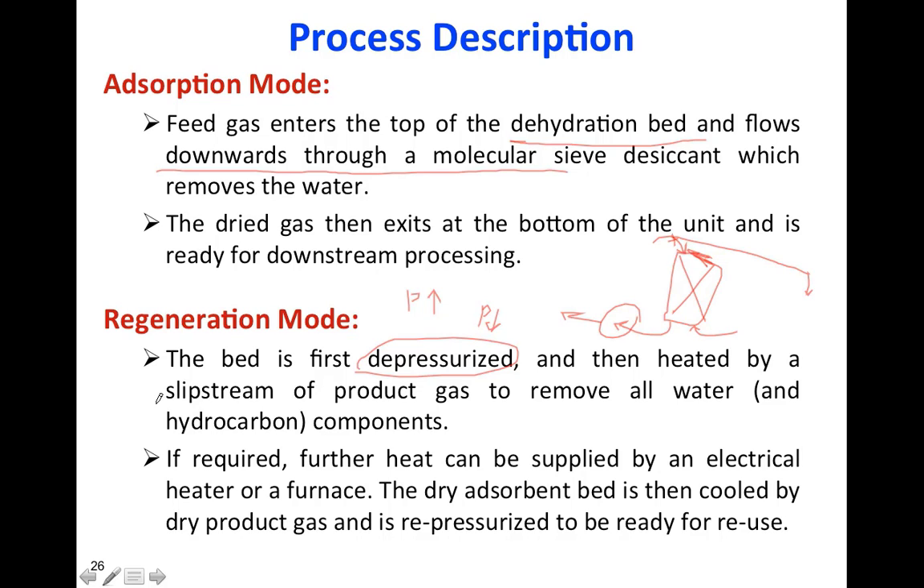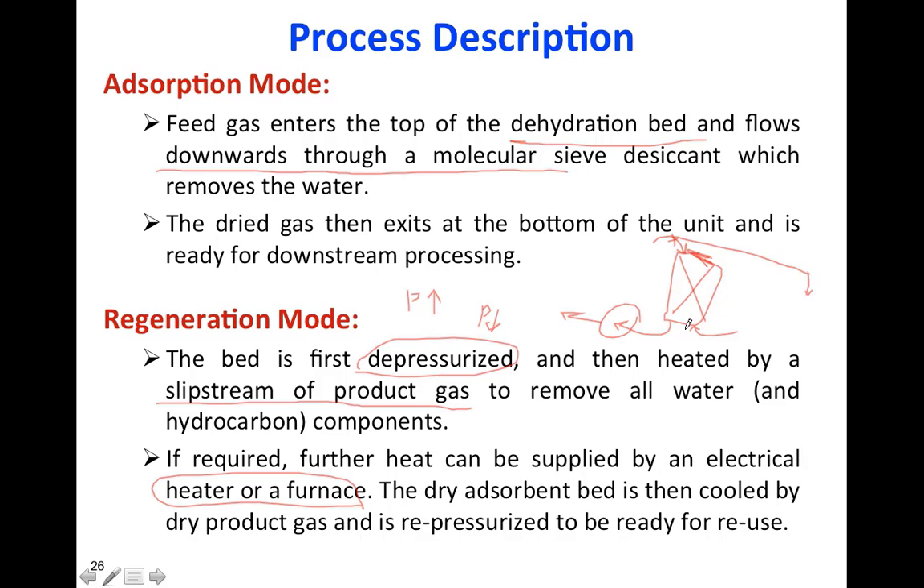So I will depressurize this bed first, and then I have to heat it. I can use some product gas or some other hot gas to heat this bed. Once I heat it, I increase the temperature and remove water from the bed. If we need a big amount of heat to be provided, we can use an electrical heater or furnace. Once we remove most of the water, the bed is dry and ready to be used in adsorption mode. But it's hot.